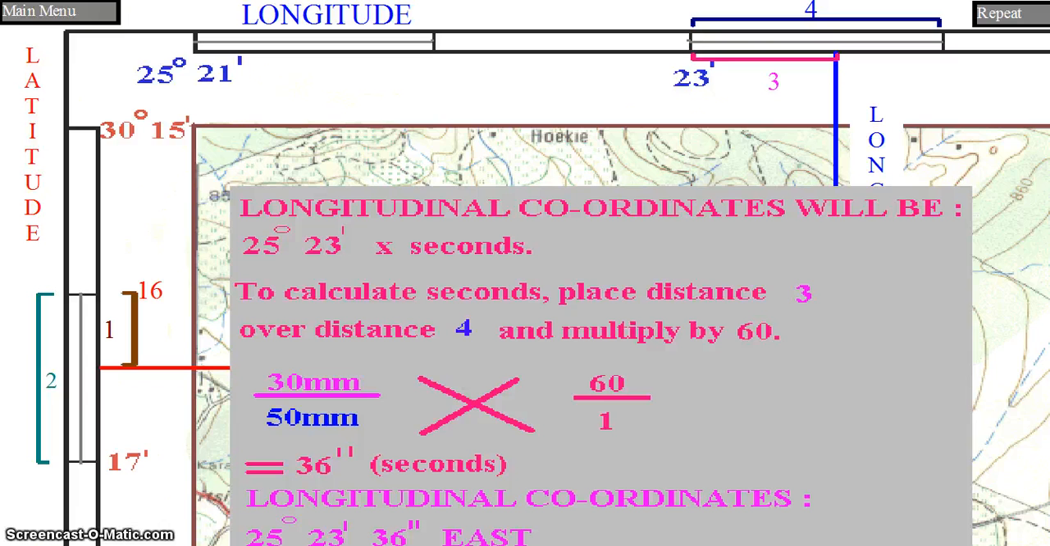In order to calculate the number of seconds, place distance 3, namely 30 millimeters, over distance 4, namely 50 millimeters, and multiply it by 60 over 1. This will be equal to 36 seconds. The longitudinal coordinates will therefore be 25 degrees, 23 minutes, 36 seconds east of Greenwich.